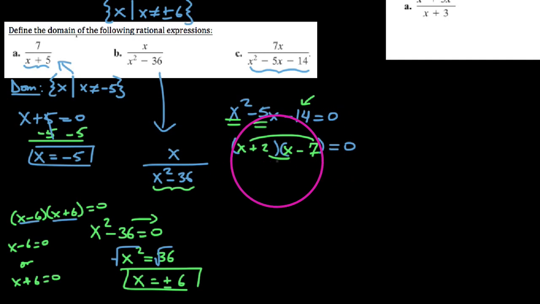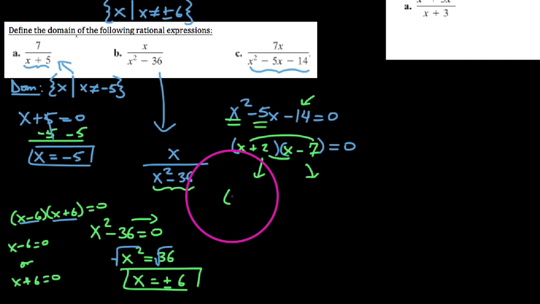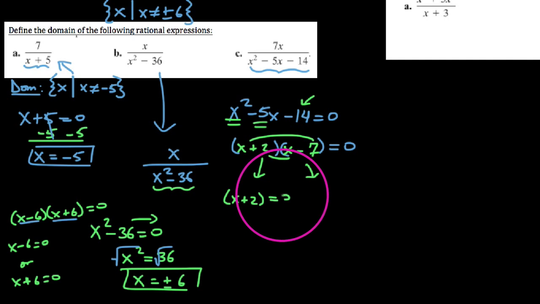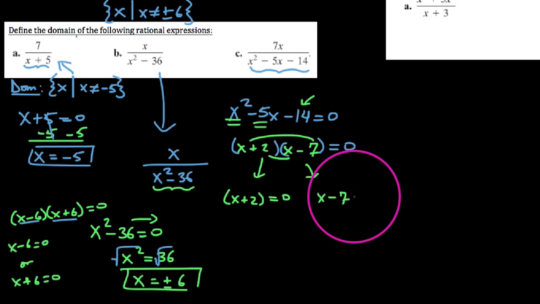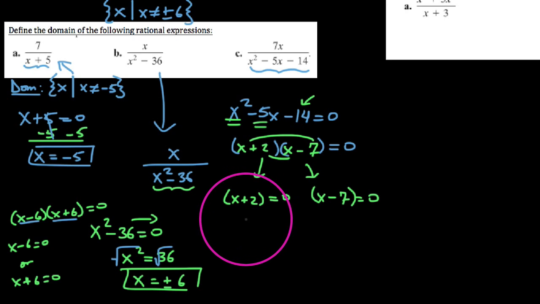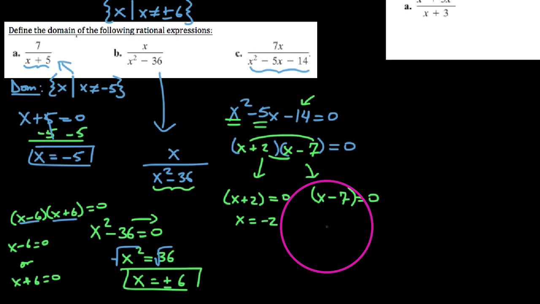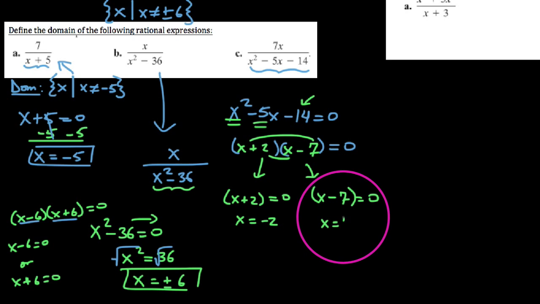We notice we get -7x and +2x adds up to -5x. So if these are factors, we have a factored expression set equal to 0. We can set each individual factor equal to 0 and solve those. And it's pretty clear that in this first instance we get x is -2. In the second instance we get x is +7.